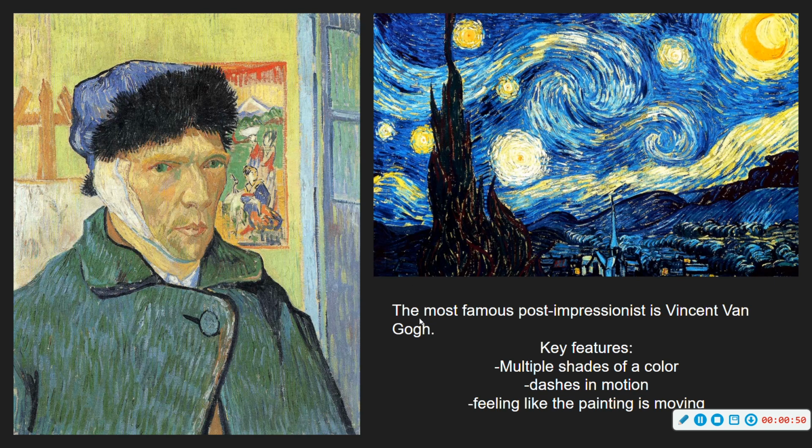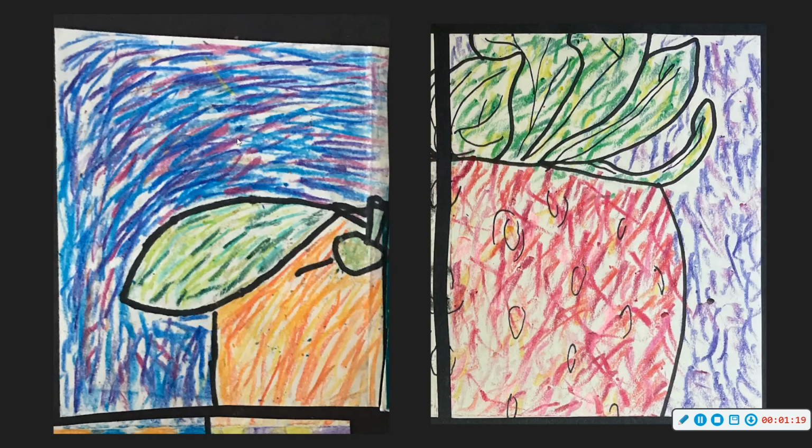So some of the key features for it is there's multiple shades of a color. You'll notice in here these blues, there's deep blues, there's mediums, there's ceruleans, there's light. So it's not a flat tone, it's a varied color used across the whole space. And you'll also notice that it features dashes. It uses motion to give the painting a feeling of movement and less of a static feel. So for us, what this is going to end up looking like are kind of like these.